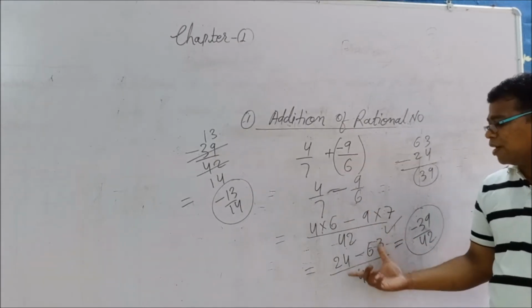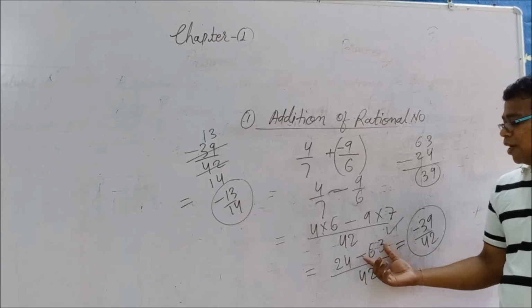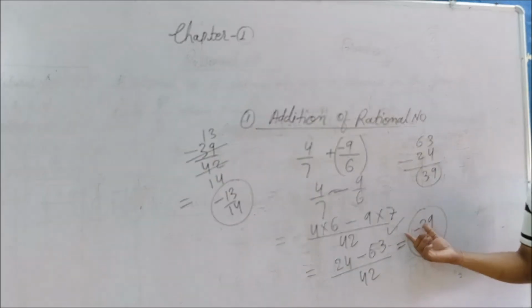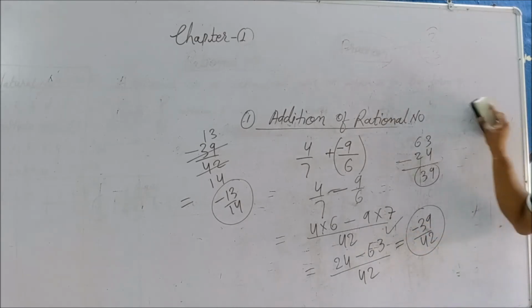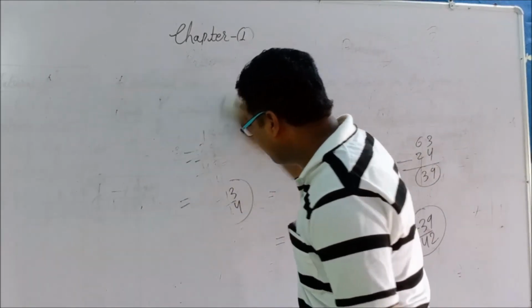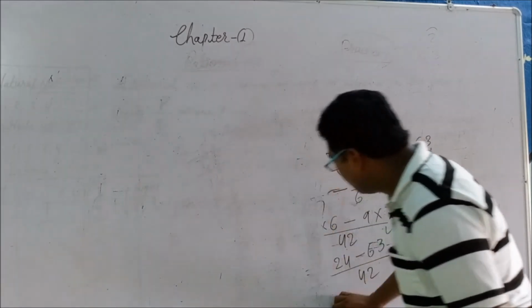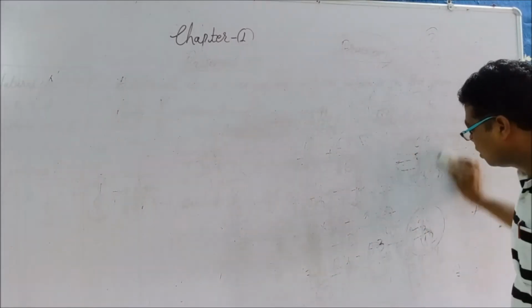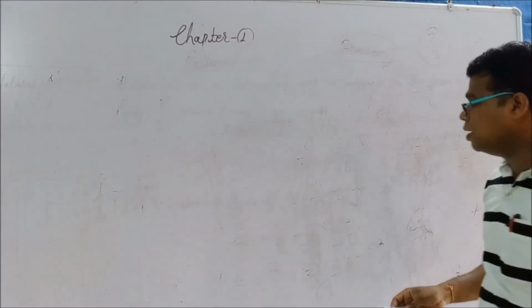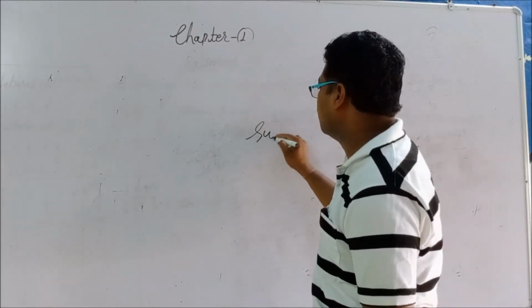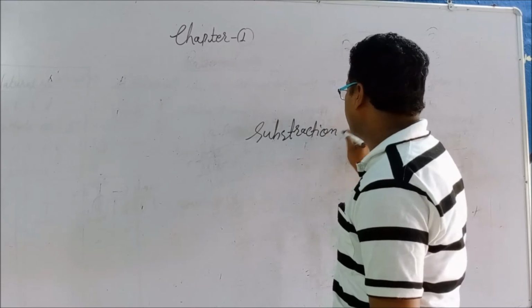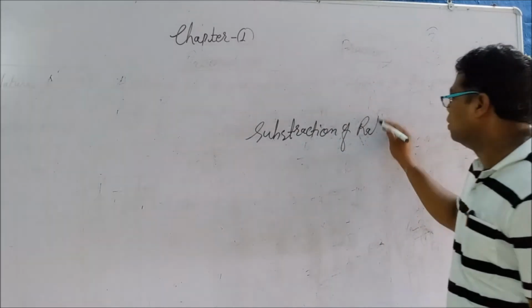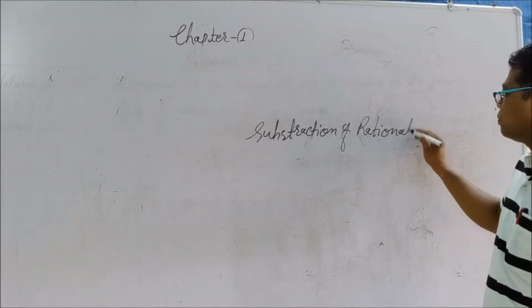And after that again I am just applying the simple rule, and according to that particular rule I am finding the answer either in the negative form or in the positive form. Same like that subtraction. Subtraction is also the same as addition. Nothing, very easy. See, subtraction of rational numbers. Here what we have to do?